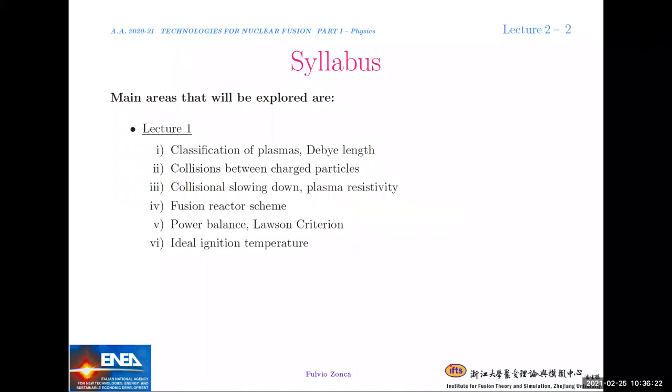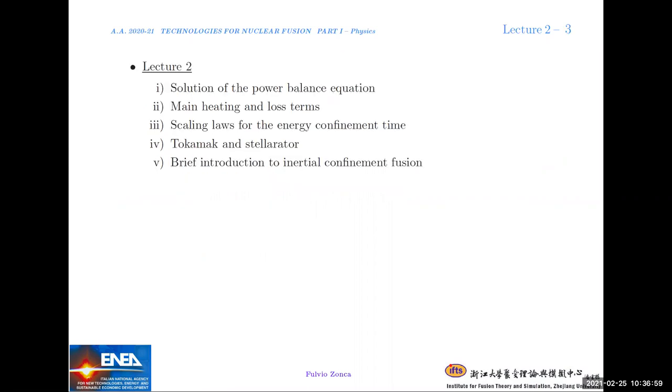What we had is a general classification of plasmas, introducing the fundamental clock concept, including the Debye length, and then we discussed why binary collisions between charged particles are important. In fact, we demonstrated that they enter into the collisional slowing down and the concept of plasma resistivity. And then we went more into some applied technological implications of the fusion reactor scheme, speaking about the power balance and the Lawson criterion, identifying the optimal ignition temperature.